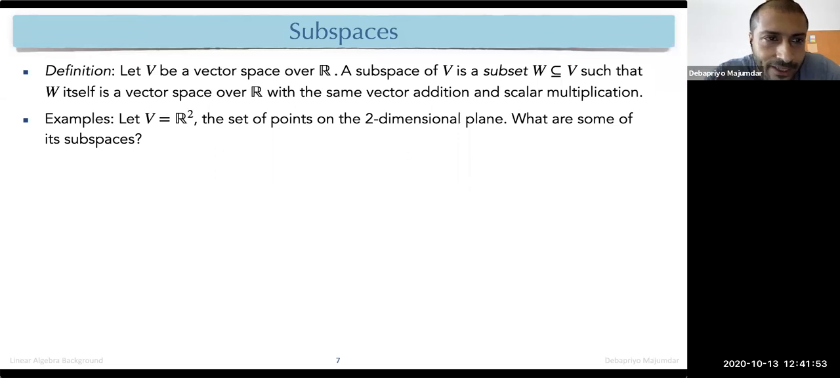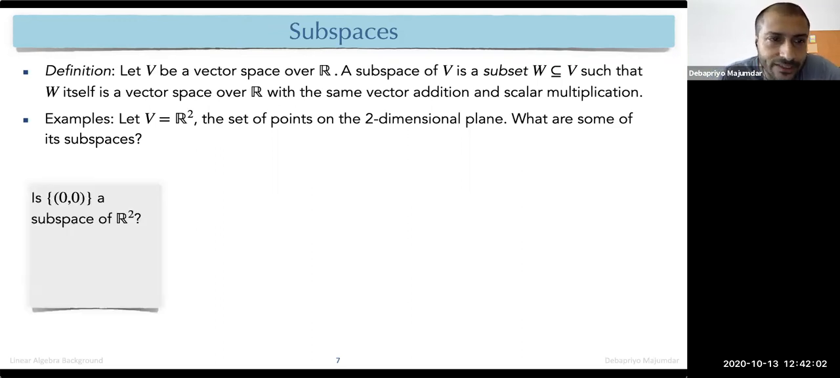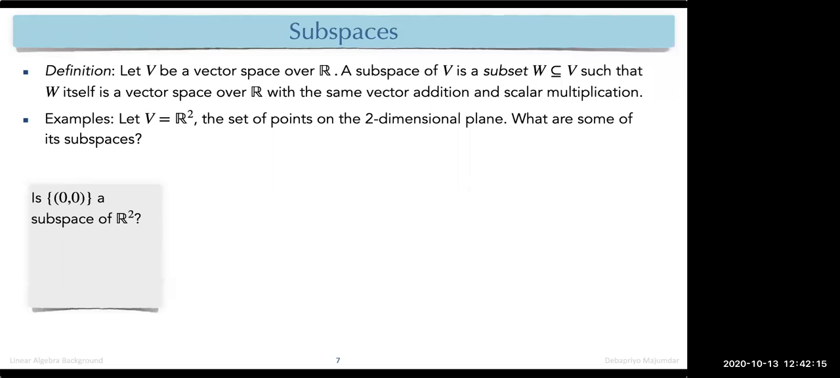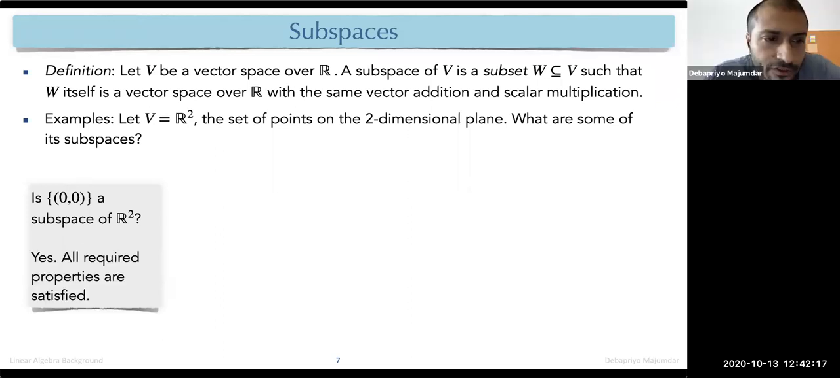If we take the two-dimensional real plane, which is a vector space R2, the set of points on the two-dimensional plane, what are its subspaces? Is this a subspace: just a singleton set (0, 0)? Is it a subspace of R2? Okay, anyone? Yes, yes, sir. Okay, it's a subspace of R2 because all required properties are satisfied. Whatever you do, it's going to stay at (0, 0). Nothing is going to happen, right? So it's a subspace.